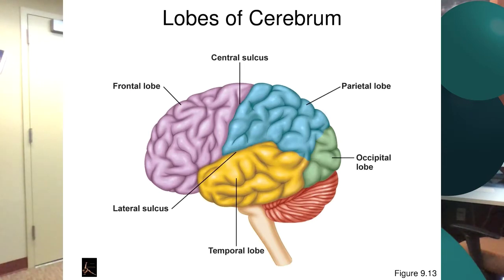Also pay attention to the central sulcus. That's a main sulcus that separates the frontal lobe from the parietal lobe. And that's going to be very important because the gyrus just in front of the central sulcus, and the gyrus just behind the central sulcus, are going to be very important functional areas.